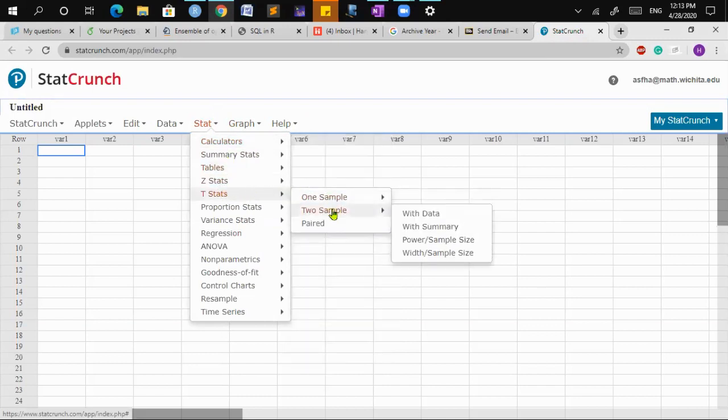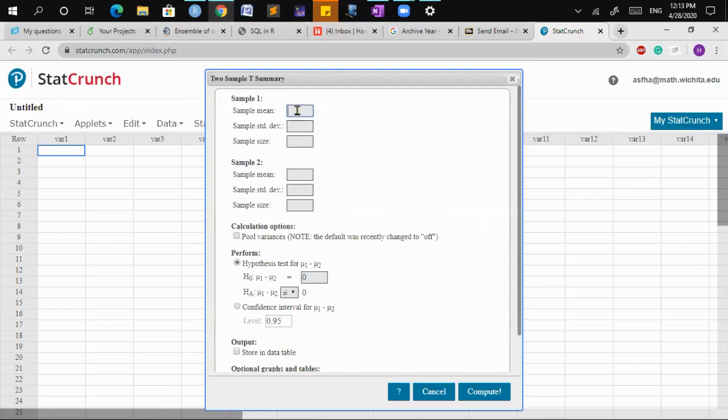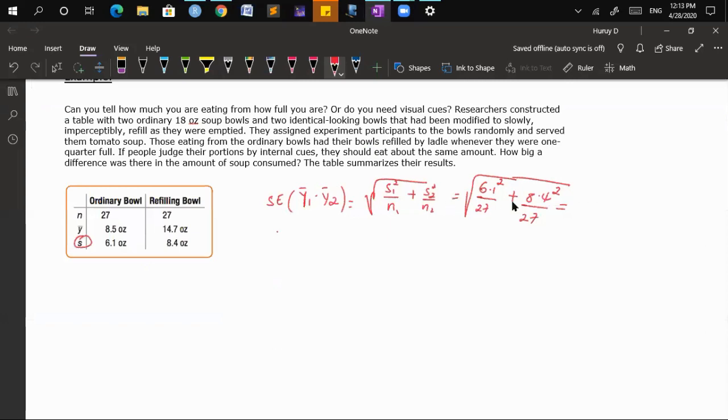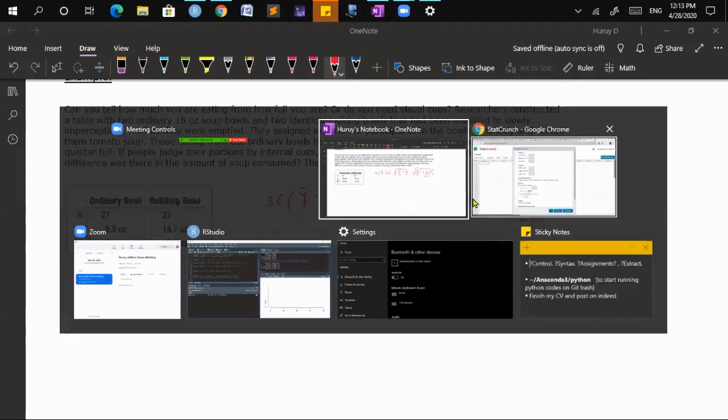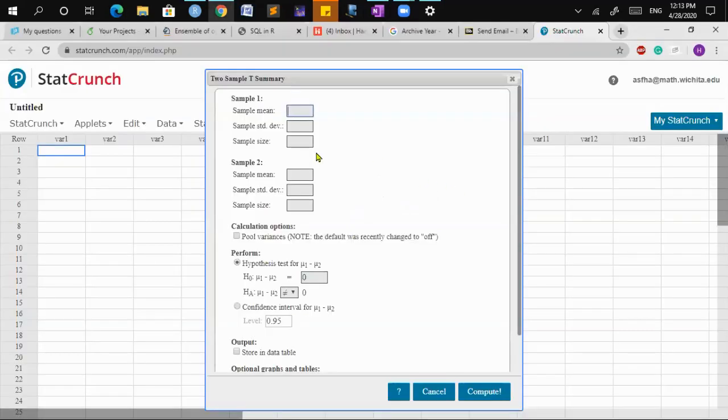Okay, so here you have this two sample. This is what we will use now. Instead of one sample, we will go to two sample. Here I don't have the data, I have the summary, so I will go with summary. The good thing about this technology is you don't have to do all this calculation. Of course, if there's a test or something, you have to show your steps, and it's good to write them down. But here you have everything.